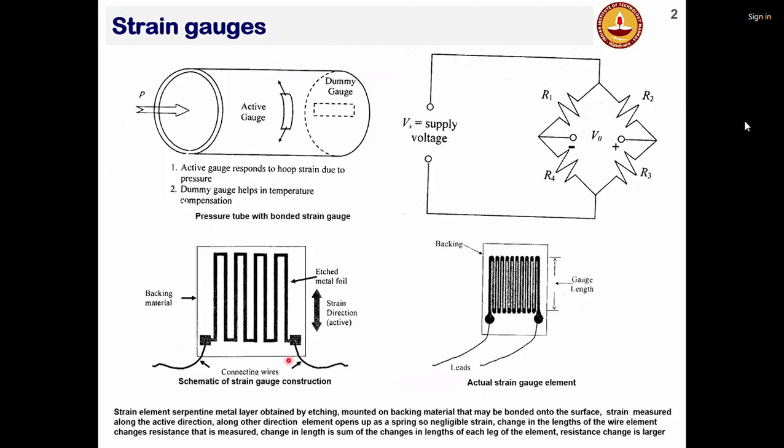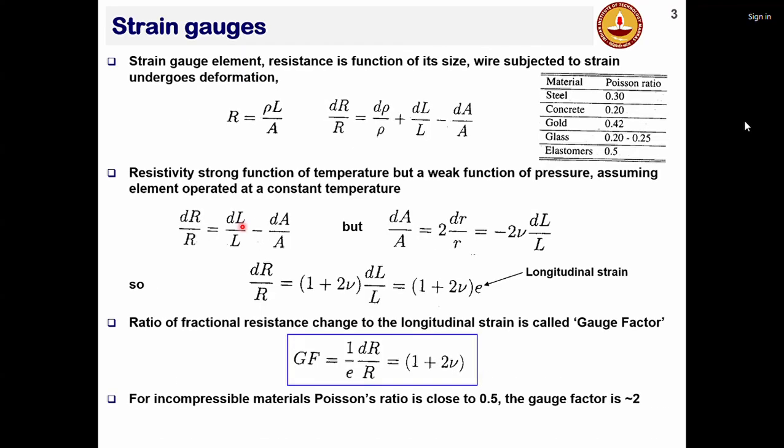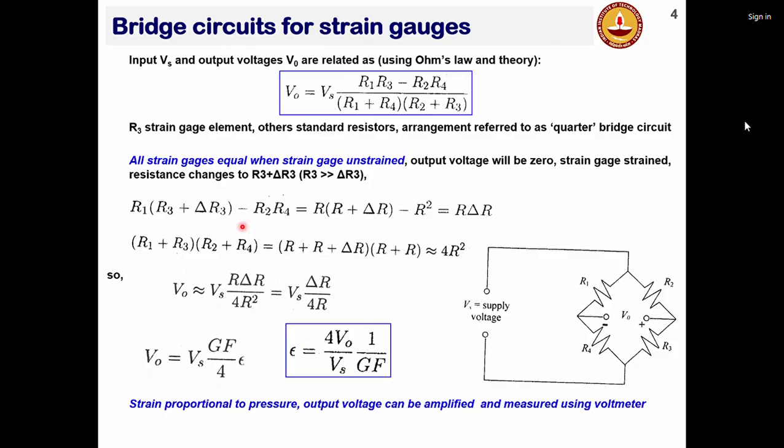And if you know the strain, you can know the pressure, because for a tube, the strain and the pressure are related using the stress formula, as we had shown in the previous class. So that is how strain gauges are used for measuring pressure inside a tube or a container or anything.